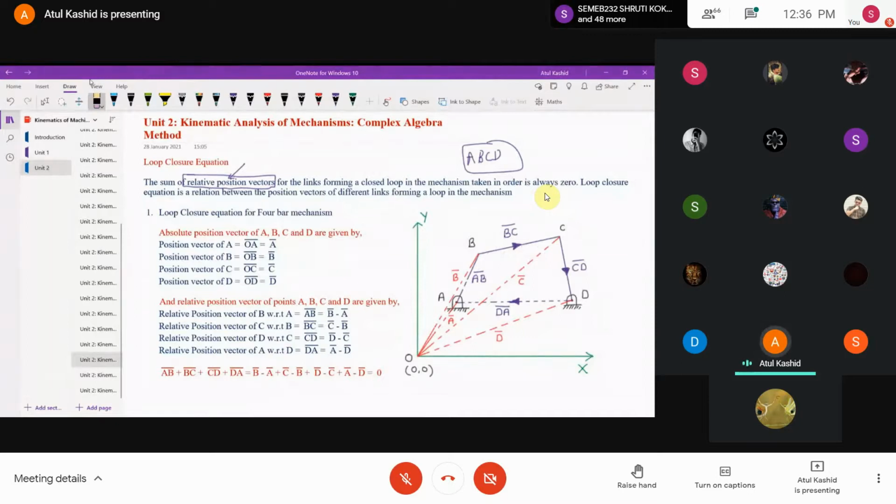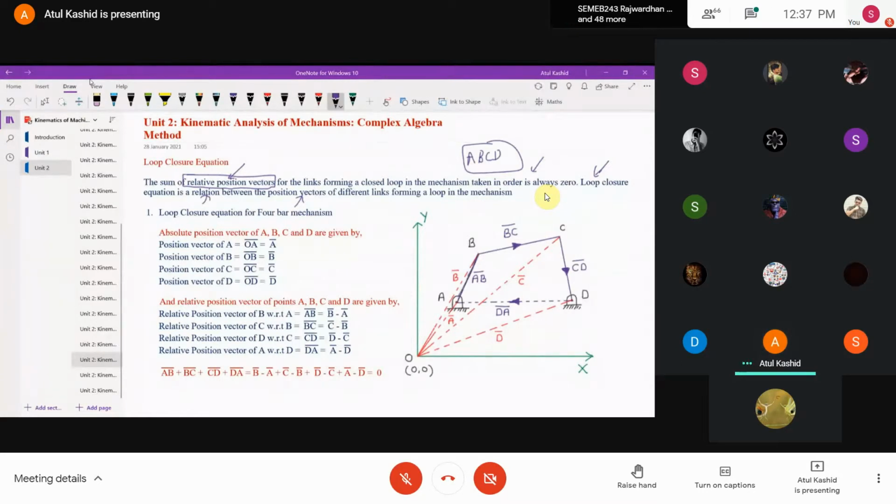For the loop closure equation, we can say that the sum of the relative position vectors for the links forming the closed loop in a mechanism, taken in order, is always 0. Right, a very simple statement for the loop closure equation. It says that the addition of the relative position vectors for the links forming a closed loop in the mechanism, taken in order, is always 0, right? So this loop closure equation is the relation between the position vectors for different links forming the loops in the mechanism, right?